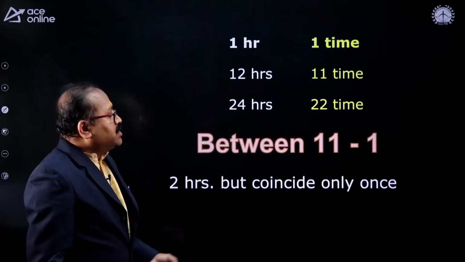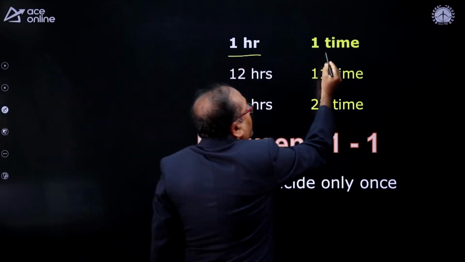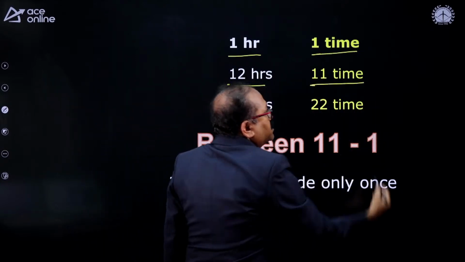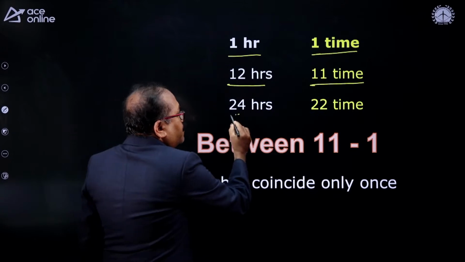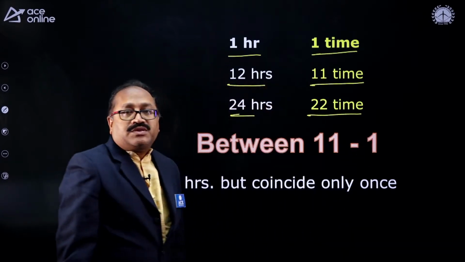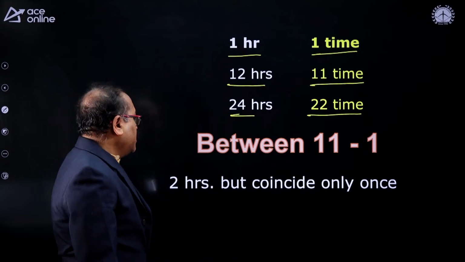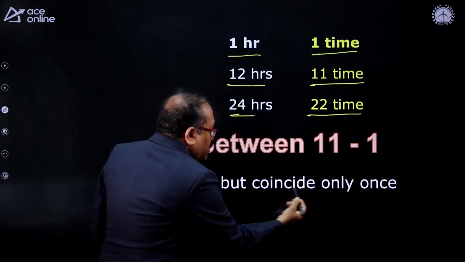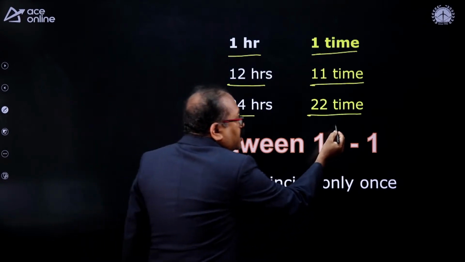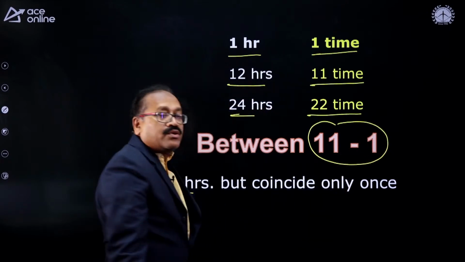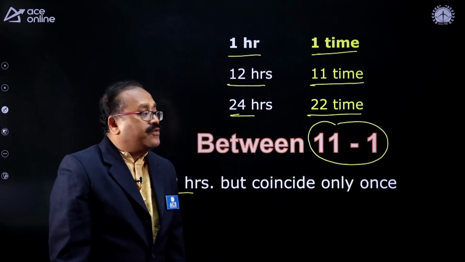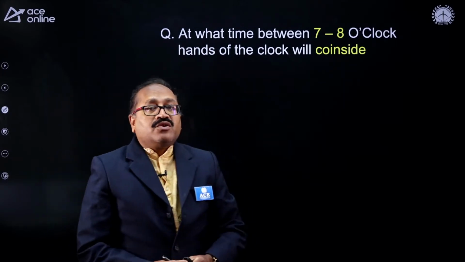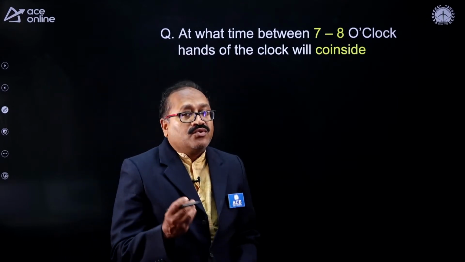Okay, my friends, so that is how you are expected to know. In 1 hour, the hands coincide one time. But when it comes to 12 hours, it is 11 times, and in 24 hours, it is 22 times. You are expected to know this part. Now, why is it happening? Because in 2 hours, they coincide only once, at the time between 11 o'clock to 1 o'clock. Hope you are understanding, my friends. So with this, if it is said, at what time between 7 o'clock to 8 o'clock both the hands will coincide.